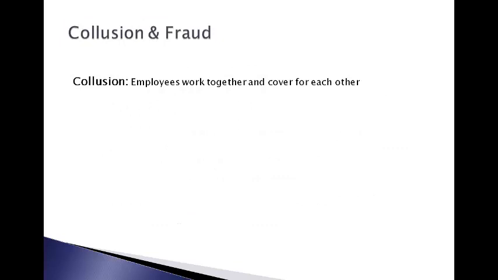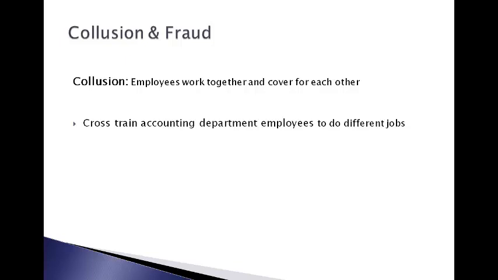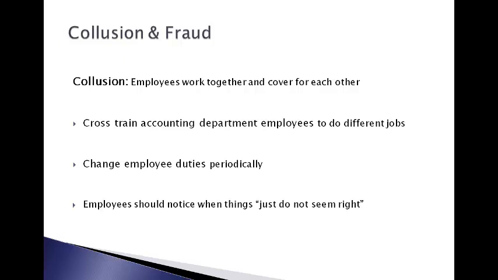Collusion occurs when employees work together and cover for each other to commit fraud. Employees should be cross-trained to do different jobs, and duties should be changed periodically. Employees are likely to avoid collusion when they know job duties will be changed without notice. Employees who understand the entire accounting system and procedures will often notice when things just do not seem right.